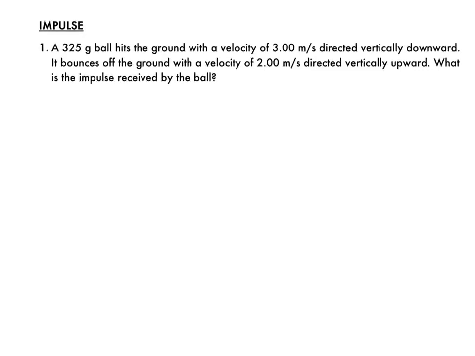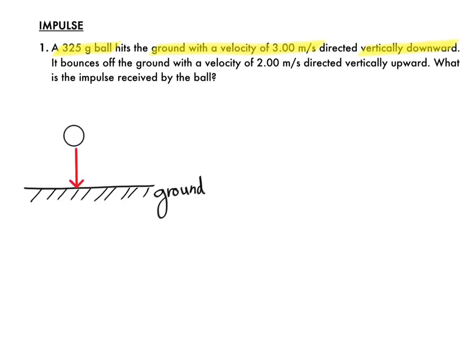In this video, we are going to solve problems based on impulse. So in the first problem, we have got a 325-gram ball that hits the ground with 3 meter per second directed vertically downward. So let's just draw it. Ground, a ball which hits the ground with 3 meter per second, which is vertically downwards. Then it bounces off the ground with a speed of 2 meter per second directed vertically upwards. So that's what we have drawn in the diagram.